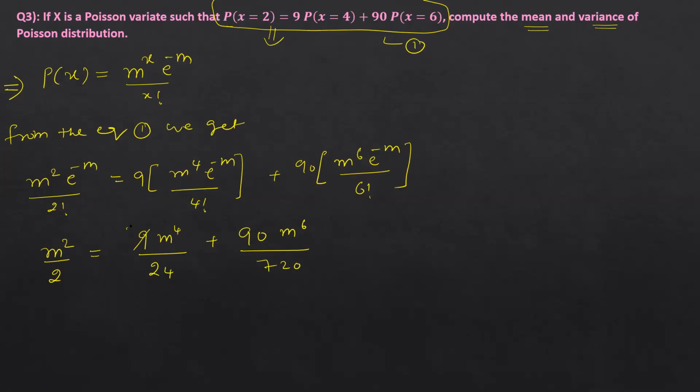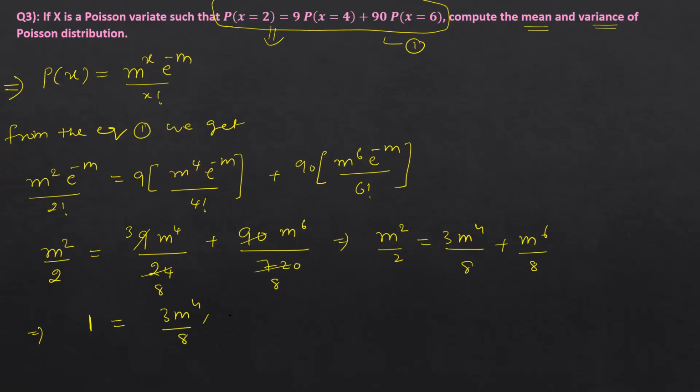All right, so this is 3 and this is 8. This will be 8 times. So the expression which I will get is m square by 2 is equal to 3m power 4 by 8 plus m power 6 by 8. So next what I can do is take this m square by 2 to the right hand side and make this as 1 here. So 1 into 3m power 4 by 8 into 2 by m square here plus m power 6 by 8 into 2 by m square.